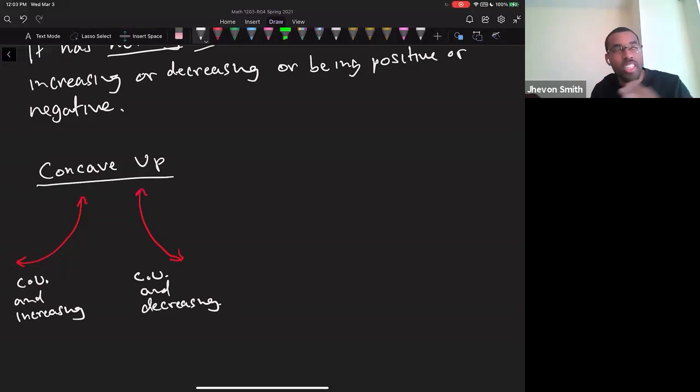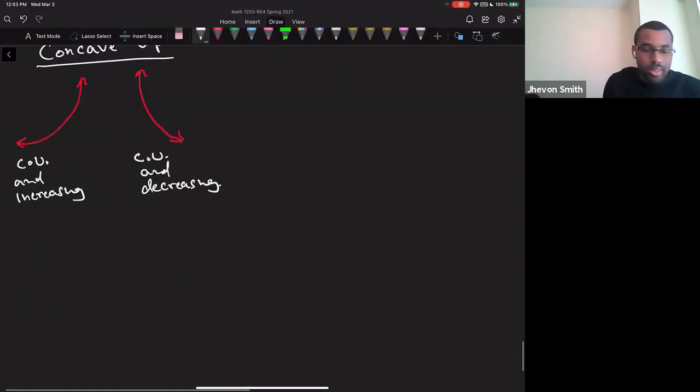So concavity has nothing to do with whether you're increasing and decreasing. It's very important that you understand that. It's about the shape while you're increasing and decreasing. So the mnemonic to remember, mnemonic starts with M, I think.